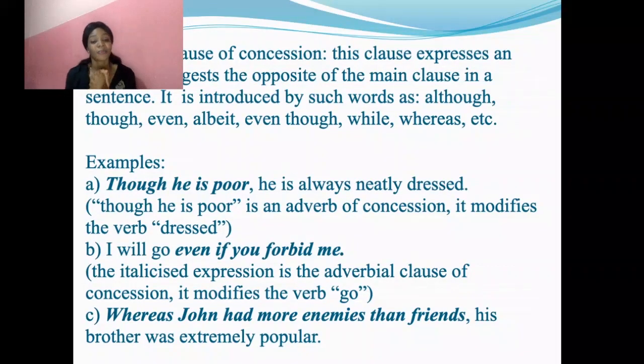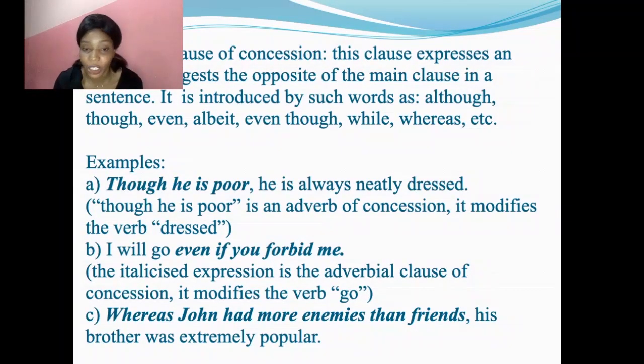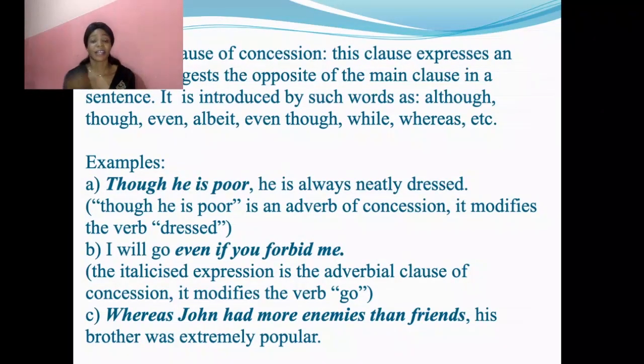Okay, example B says, I will go even if you forbid me. Even if you forbid me is the adverbial clause of concession. It modifies the verb go. I will go even if you forbid me. So whatever you want to do to me, you are on your own. It won't change the fact that I will go.